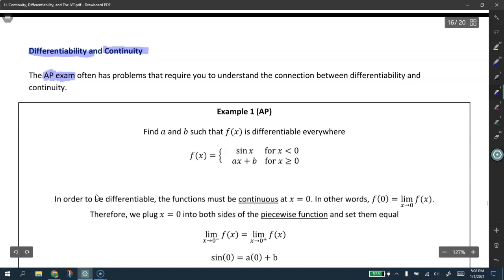Example number 1: find a and b so that f of x is differentiable everywhere. Here's something that we have learned multiple times in this lesson: when you hear that something is differentiable, then it's also going to be continuous. And if something is differentiable and continuous, that means the derivatives from the left and the right hand side are going to be the same, as well as the functions from the left and the right hand side.